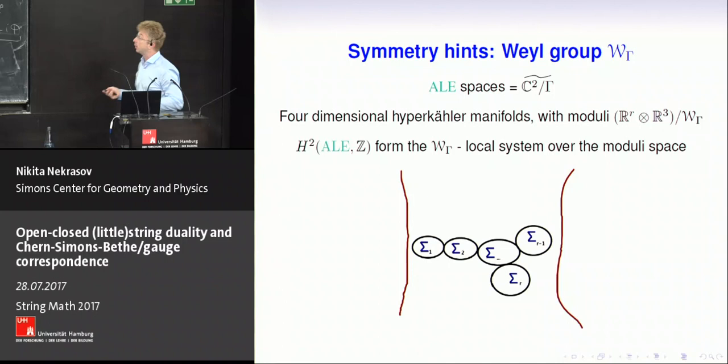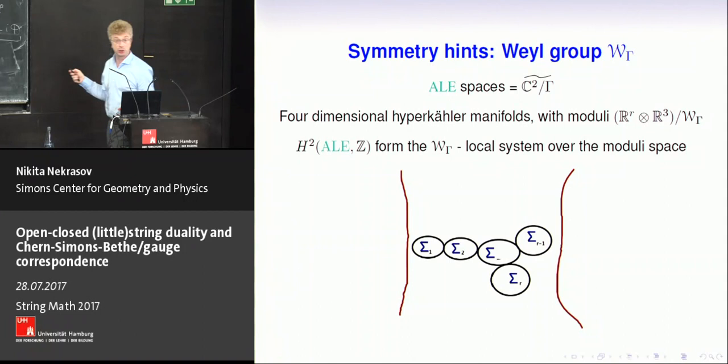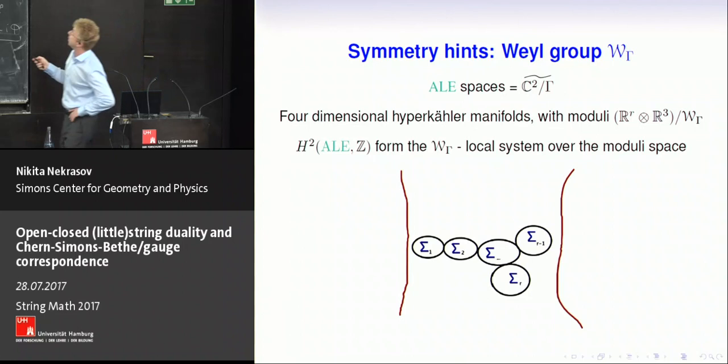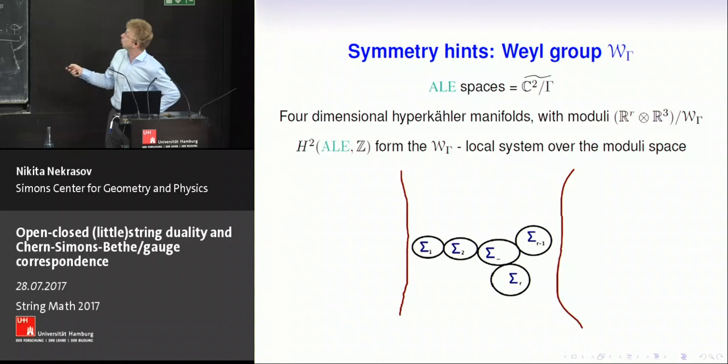The geometric object which we build is the ALE space. It's a resolution of singularities of the quotient of C^2 by the group Gamma, which acts on it. C^2 mod Gamma is an orbifold, a singular space, but you can deform it in the class of four-dimensional hyperkähler manifolds. That gives you a smooth four-dimensional variety for generic deformation, with a set of non-trivial two-cycles which intersect according to the finite Dynkin diagram.